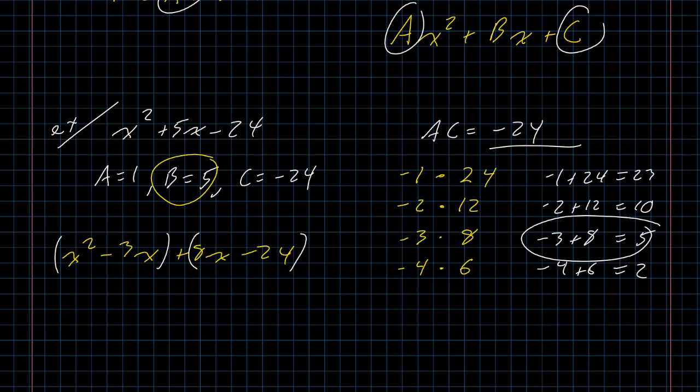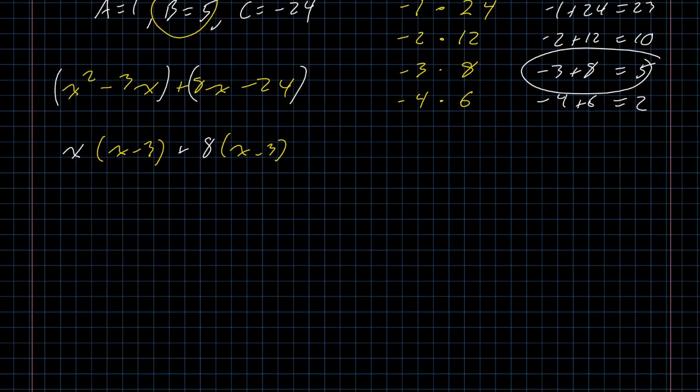In the first group, there's a common factor of x. When I factor that out, it leaves behind x minus 3. In the second group, there's a common factor of 8. When I factor that out, it leaves behind x minus 3. Now, since I got an x minus 3 in both cases, I will have an x plus 8.